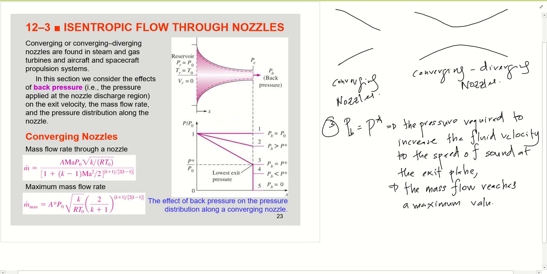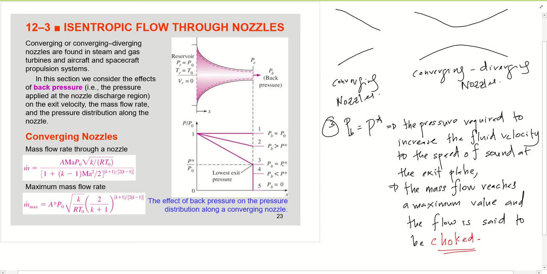And the flow is said to be choked flow. So if we set the back pressure equal to the critical pressure, it is also known as choked flow. This is what happens when we set the back pressure equal to P critical.